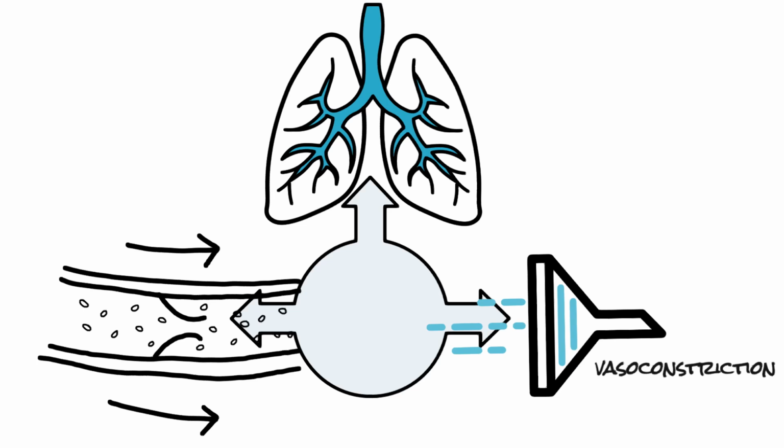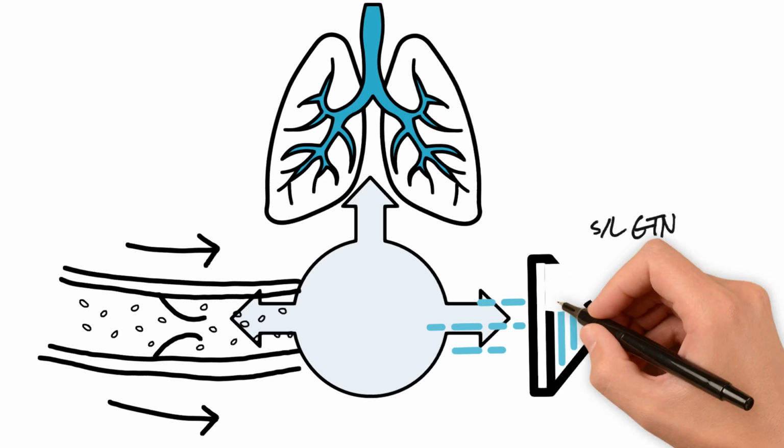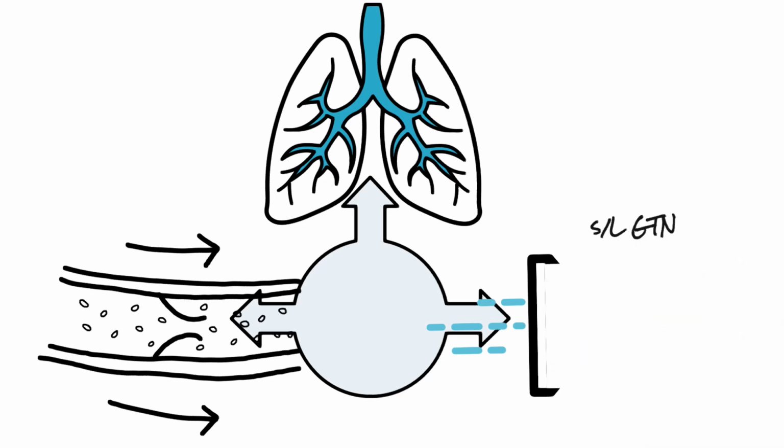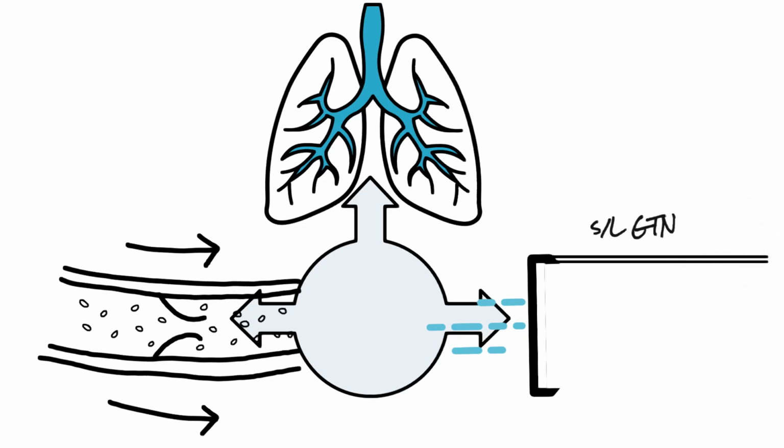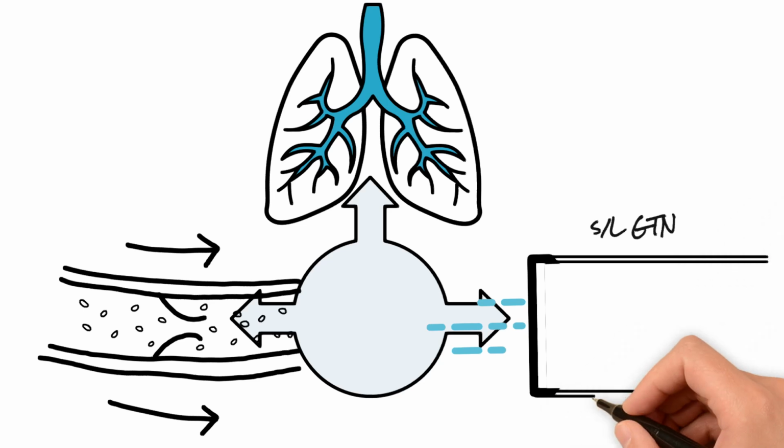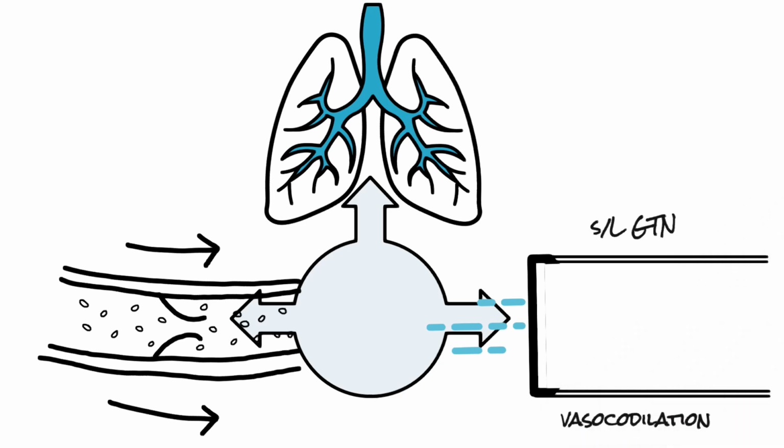The sublingual GTN helps open up what we call the afterload that the left ventricle has to pump against. So we are effectively opening up the lumen, relieving the pressure in the left side of the heart, and the patient is able to get some of the fluid out of the alveoli and back into the bloodstream. Also, by causing vasodilation, we're having less fluid come back into the right side of the heart. That's called our preload. But we're mainly interested here in our afterload.